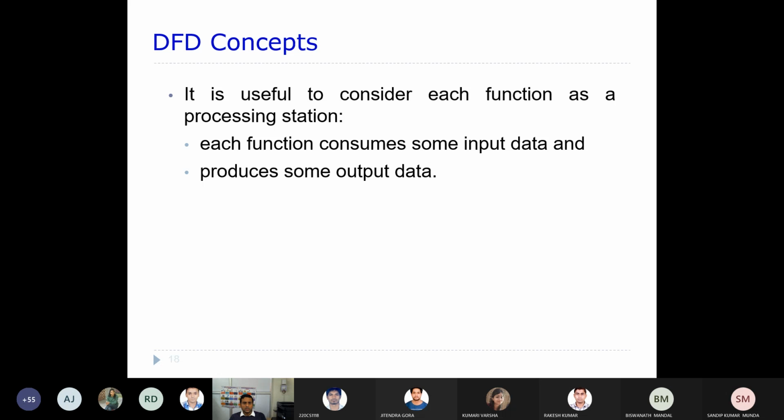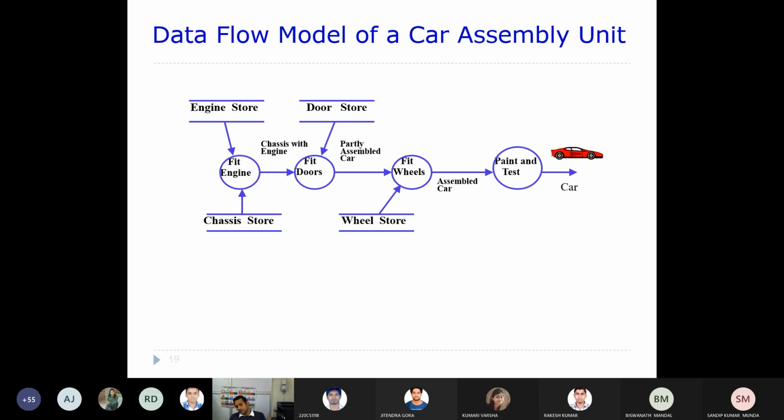So you try to find different processes, and each process is going to take some input data and give you some output, right? Now with this example, let's say there is a fit engine. We are going to define a data flow model of a car assembly unit: how a car is assembled in a manufacturing unit. How you are going to manufacture, assemble a particular car, right?